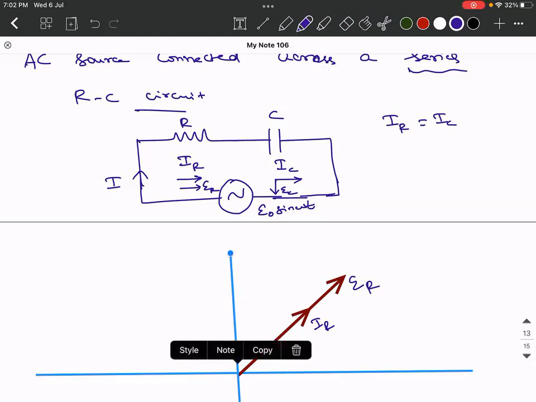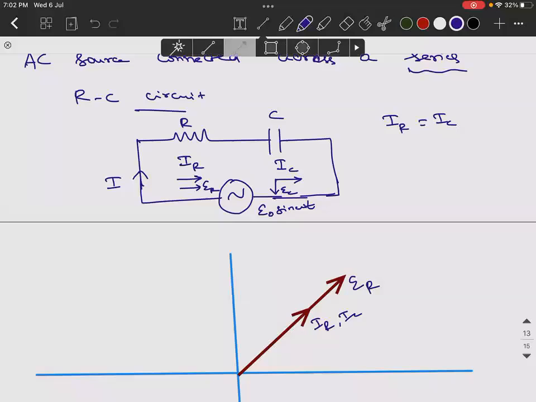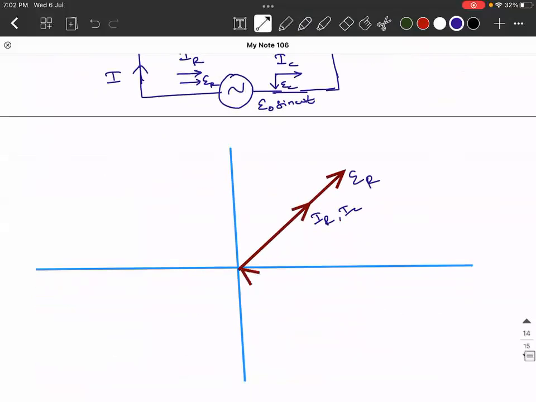I will draw it on the board. So I will call this IR, IC. Now, EC will be lagging the current by π/2. So can I say that this is EC? Right? So what I'm trying to say is ER and EC are perpendicular to each other, where EC is lagging ER by an angle of π/2.